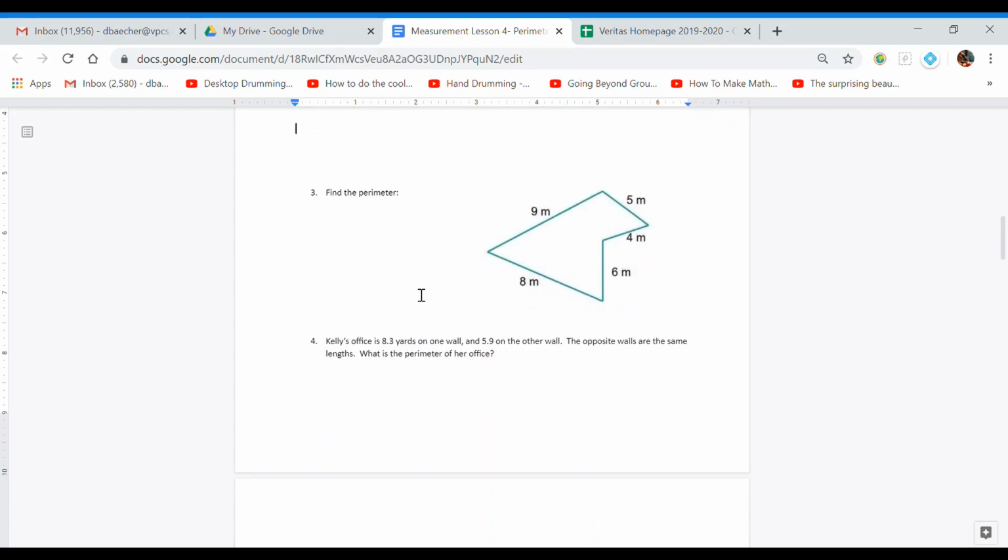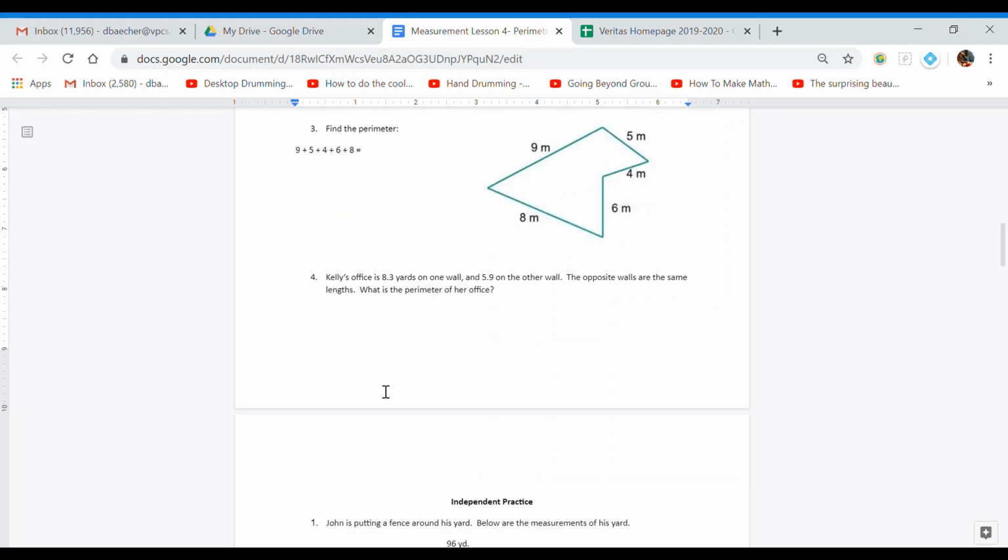Going on to the next one, we've got to find our perimeter, and just thinking about this crazy shape makes me think of the riddle, the rhyme. Perimeter, perimeter, goes all the way around. Add up all the sides, and the perimeter you've found. We just have to add 9 plus 5 plus 4 plus 6 plus 8. When I have complicated shapes like this, I find myself tracing it with my finger, or in this case my cursor, to make sure I don't miss any sides when I add them up. Okay, add those up. You know what to do.